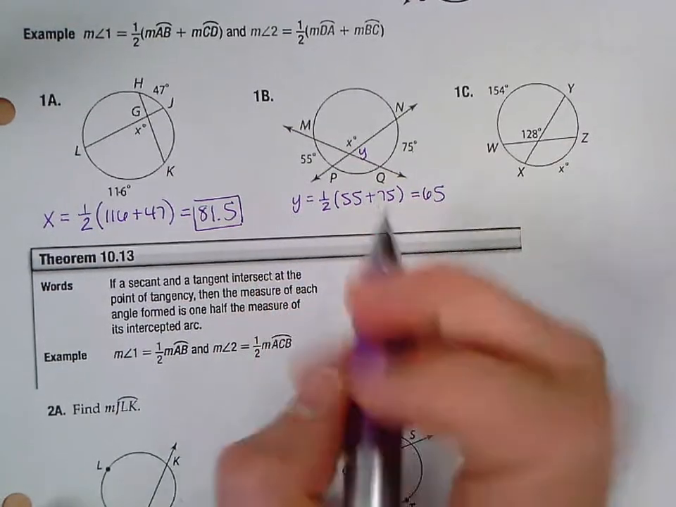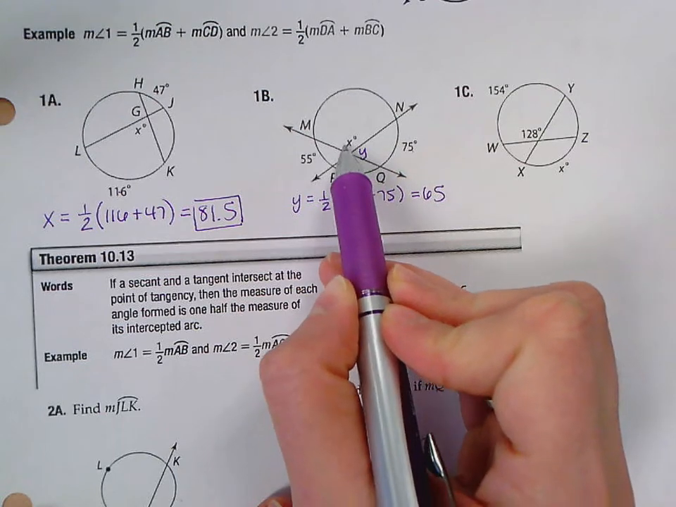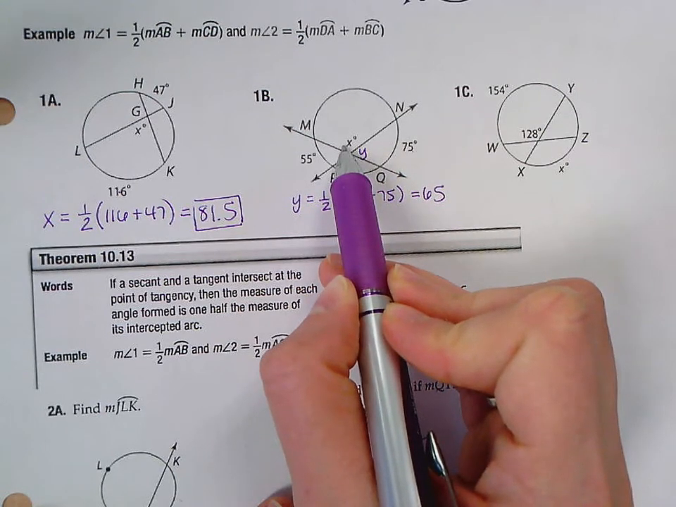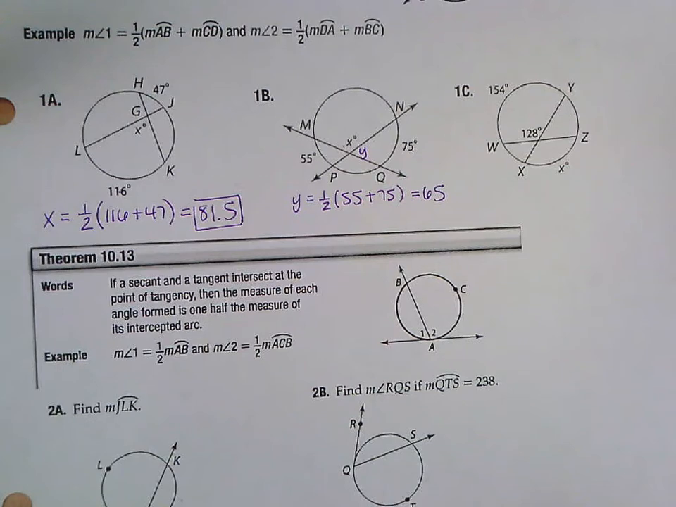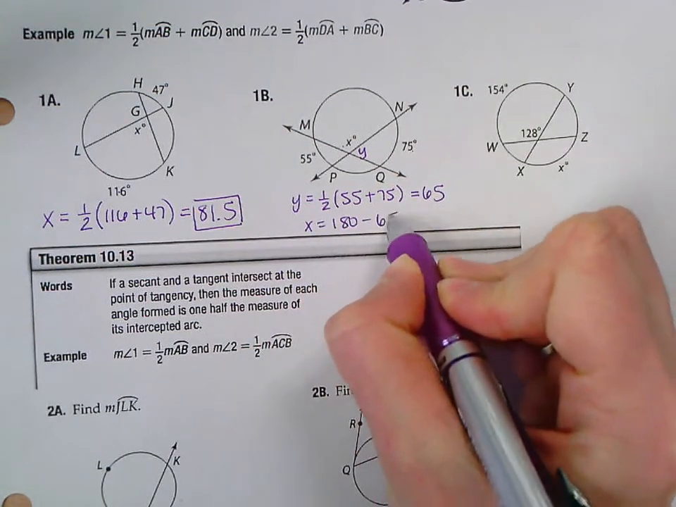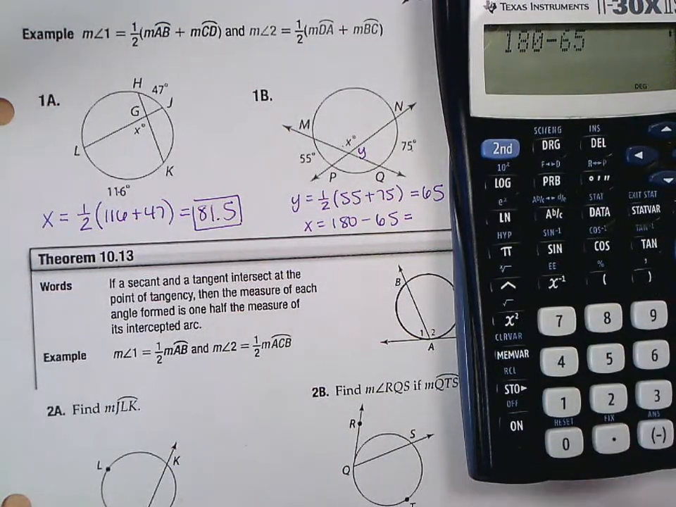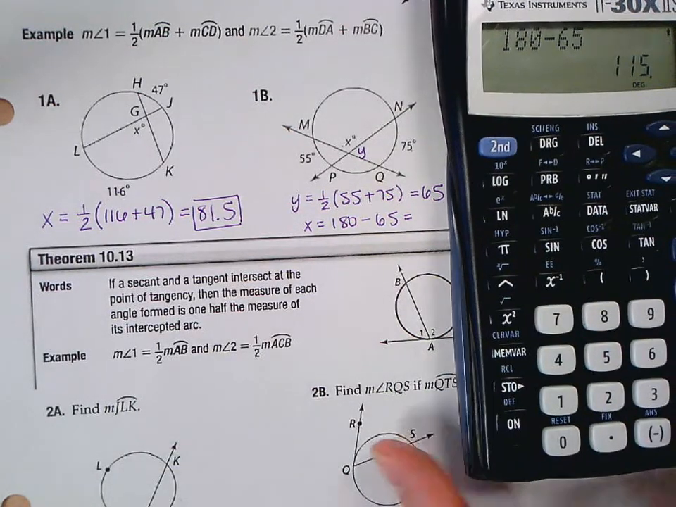And then to find x, if I know y is 65, how do I find x? Yes, subtract it from 180. So x is 180 minus 65, which is 115.